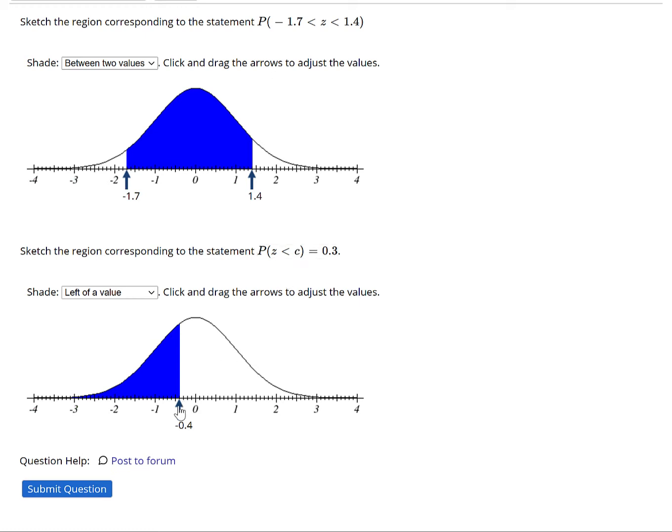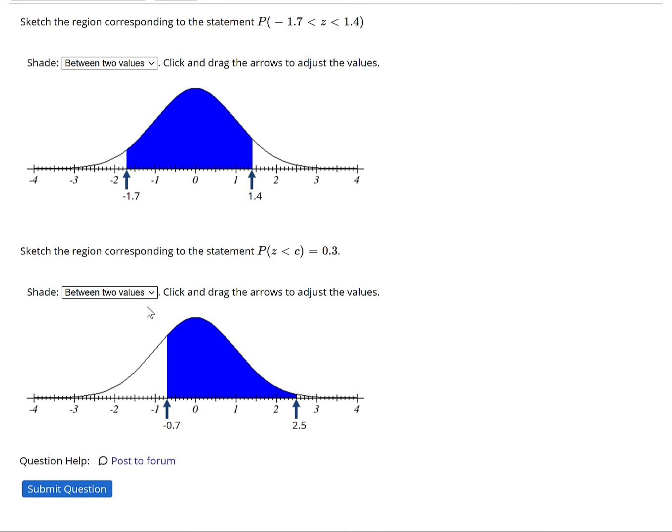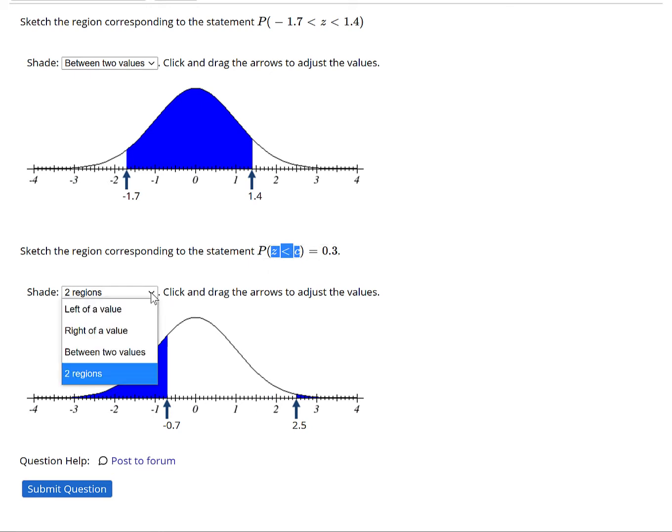Now, eyeballing where 30% is on the chart isn't quite so easy to do. So we would need to use some technology to help us out and determine where that z-score is going to be. But we can, however, adjust which direction we're shading. So you can either shade to the left, to the right, between two values, or outside of two values. But in this case, because we want z less than some z-score, we want to the left.